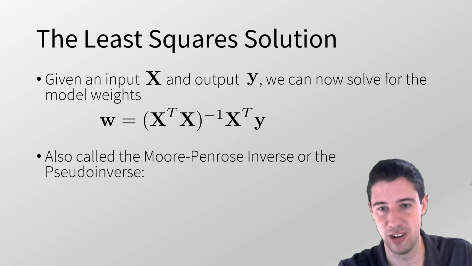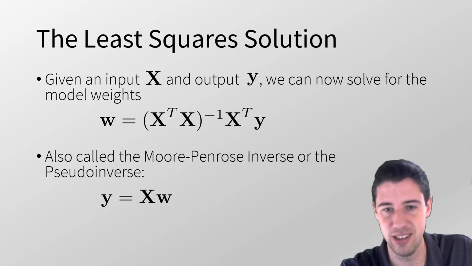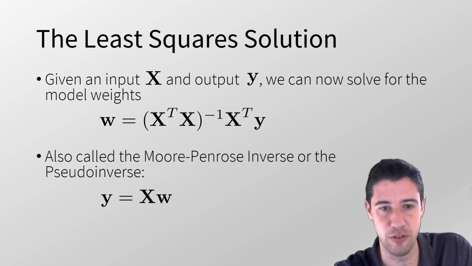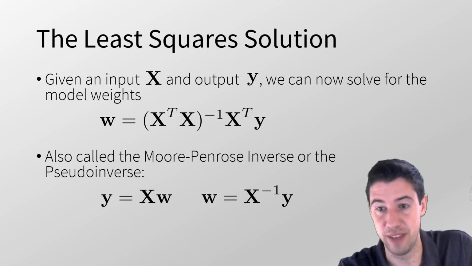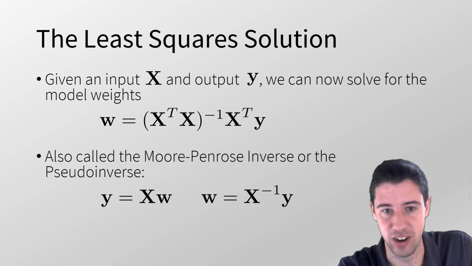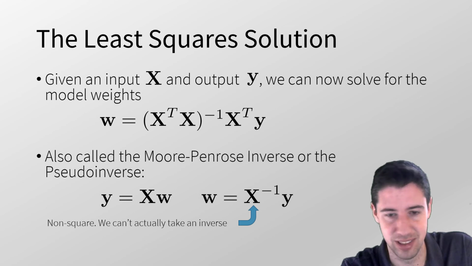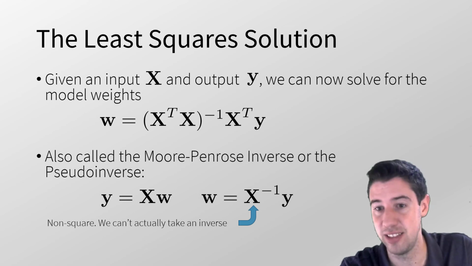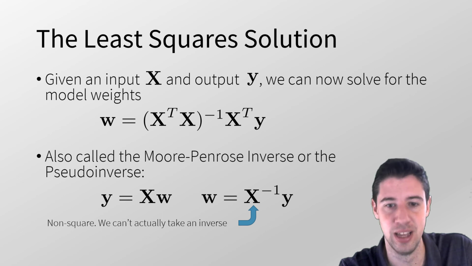The first part of this expression is also sometimes referred to as the Moore-Penrose inverse or the pseudo-inverse. The reason this is also referred to as the pseudo-inverse is based on our original linear model, y equals x times w. If we were able to simply left multiply both sides of this equation by x inverse, we could get the result of w. However, x is often not a square matrix, thus we can't actually take an inverse. Thus, the expression above is called the pseudo-inverse, as it can stand in as the term that pre-multiplies the output vector in order to solve for the weight vector.